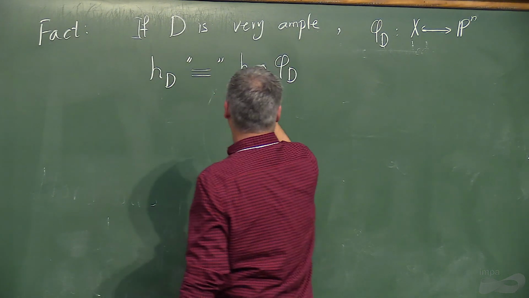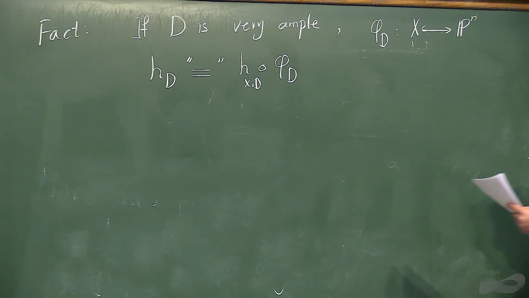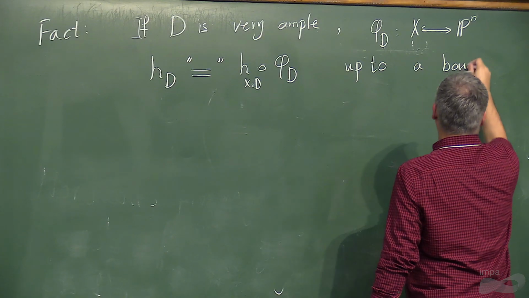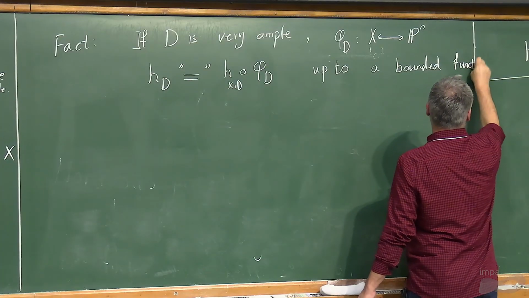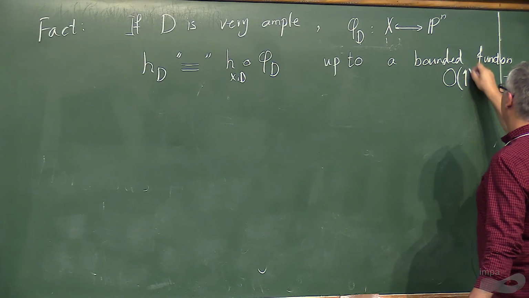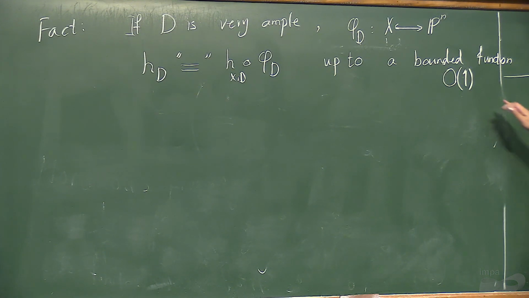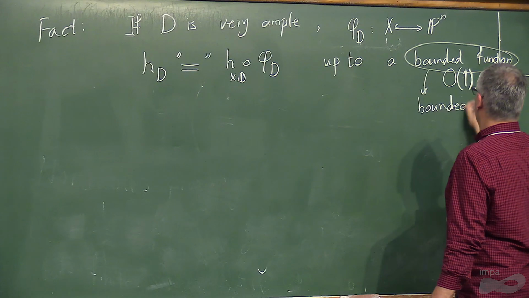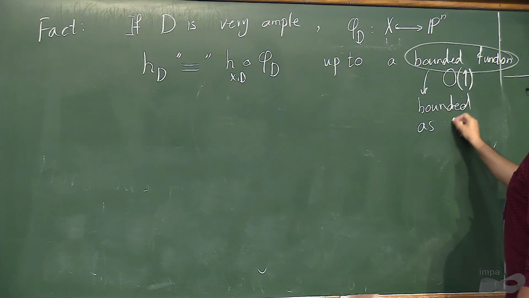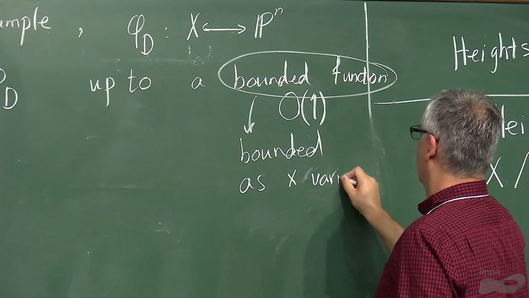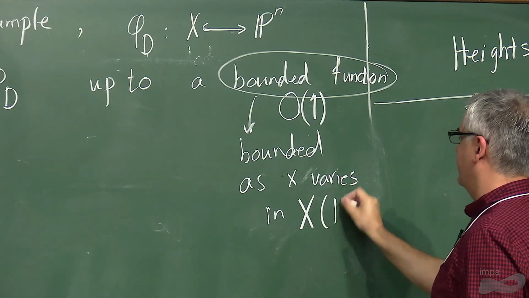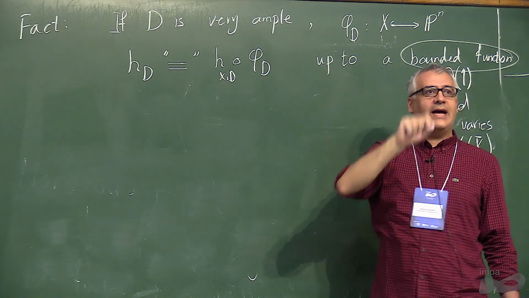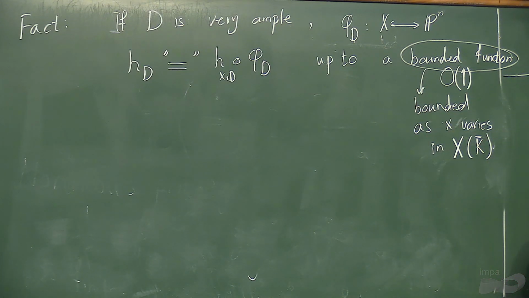Now I have to use the notation from there. But the crucial point is that this is up to a bounded function, which somewhat annoyingly people denote with the computer science O(1), but it's kind of misleading. Bounded function in what? So it depends on everything. It's bounded as x varies in capital X of k bar. So there's an equality up to a constant, where the constant is bounded as you move around in your geometric space.